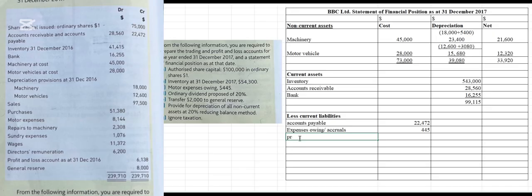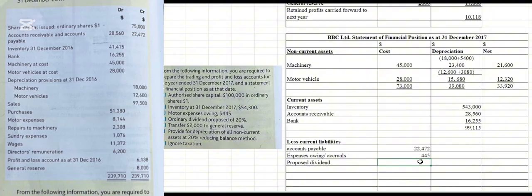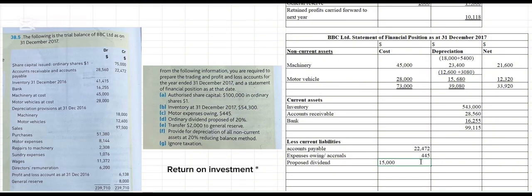And we'll include proposed dividends. So our proposed dividend is 15,000. We already found the 20% of the total share capital for ordinary shares, so we're just going to put the 15,000 here. Remember, dividends are payouts from the company to the shareholders. So this is money that the company is required to pay. It's a liability.